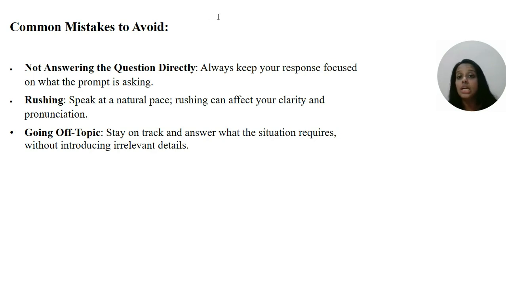Not answering the question directly. So always keep your response focused on what the prompt is asking. Okay? And rushing, that is also a mistake that you need to avoid. Speak at a natural pace. Rushing can affect your clarity and pronunciation. And the next one is going off topic. So try to stay on track and try to answer what the situation requires without introducing irrelevant details. Got it?